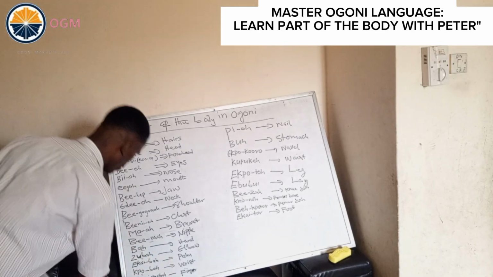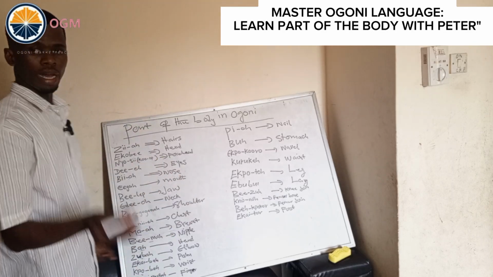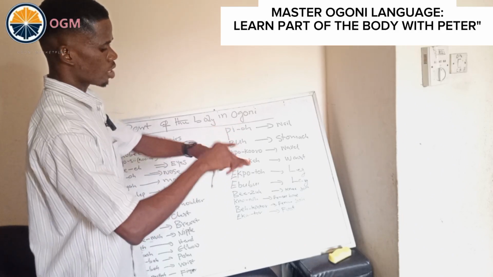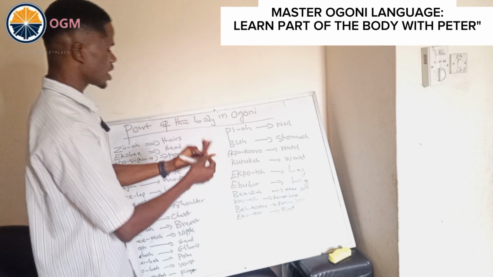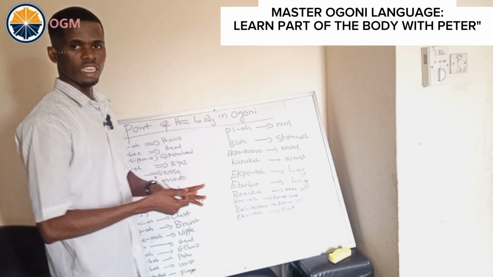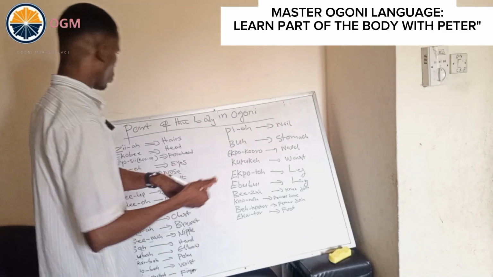Then here we have Bewimba, which is finger. We call this one Bewimba. Finger is called Bewimba in Ogoni.